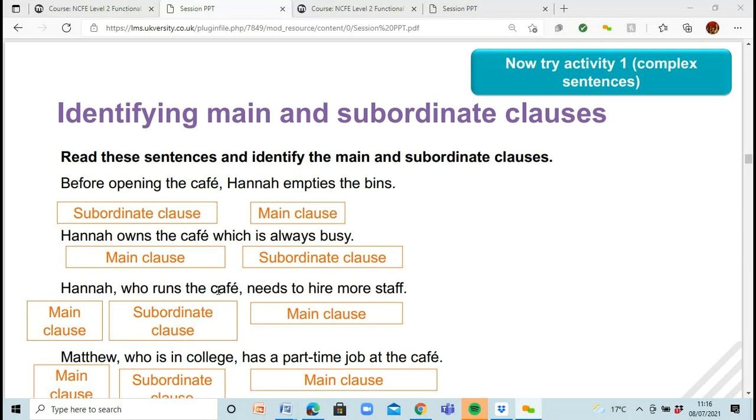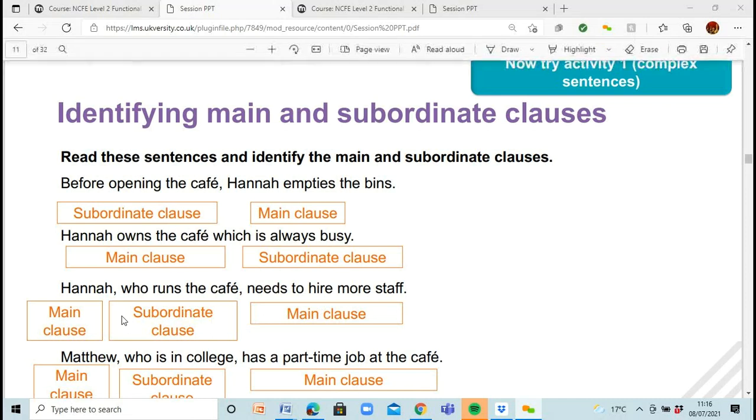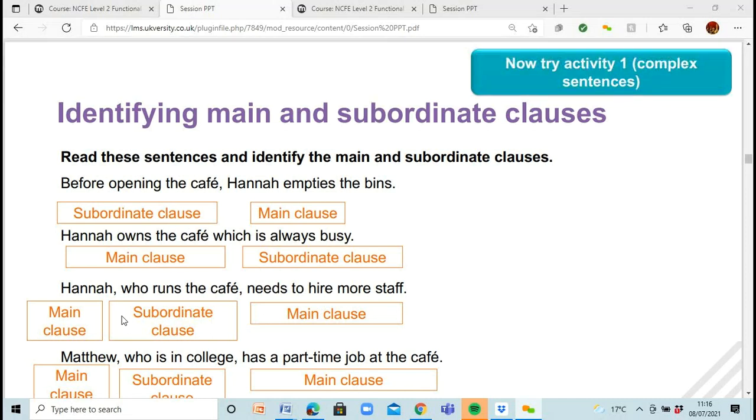And again, Hannah owns the cafe, full stop, that's it, main clause. That makes sense. But to give it more information, we would add, which is always busy, so you added your subordinate clause. So you've got Hannah, who is the main person, main clause, who runs the cafe is a subordinate clause, and then needs to hire more staff. The sentence could be, Hannah needs to hire more staff, but we want to make it complex, which is why we split it up with the fact that, we know she runs the cafe and she needs more staff.